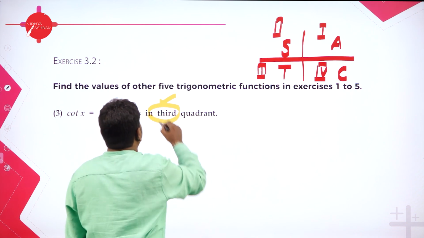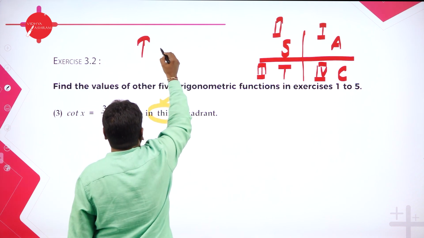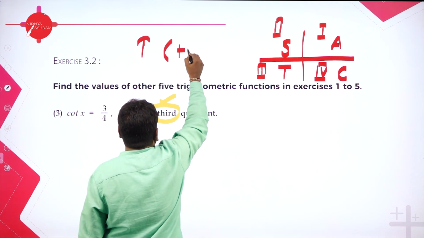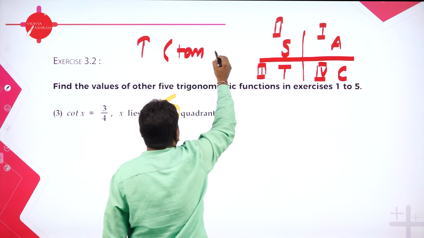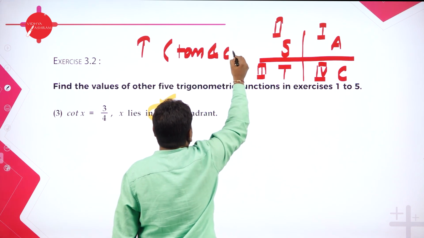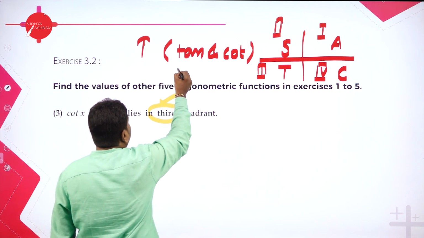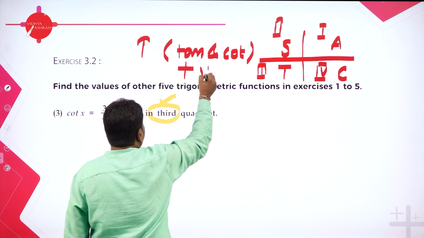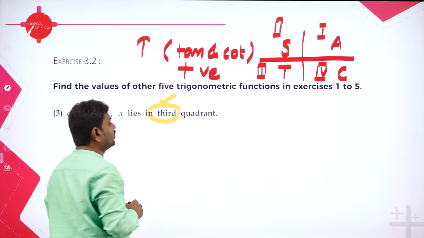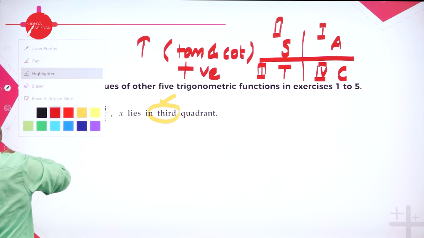So now we have T. T means what? Tan and its reciprocal, tan and cot. Only these two are positive. Remaining all are negative. Tan and cot are positive. Remaining all are negative. That is the basic. So now going ahead, we'll solve the problem.